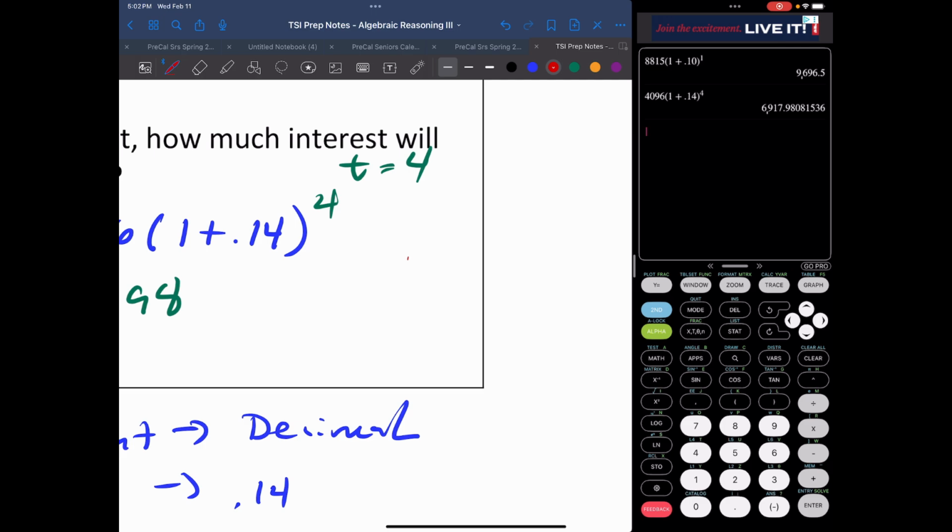So if it was like $6,917.985, then this 5 is going to change the 8, so it looks like this, right? $6,917.99.